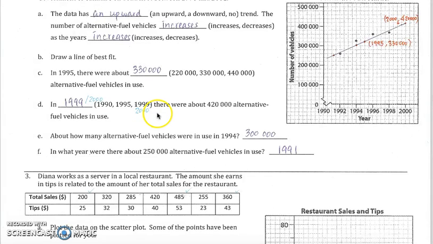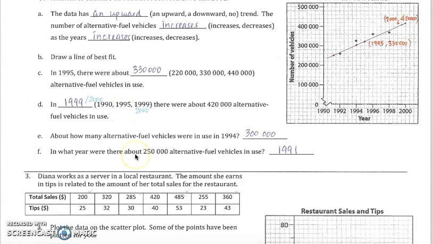And then in which year were there about 420,000 alternative fuel vehicles in use? Well, let's see. So 420, which will be all the way up here. And then we're going up by 2s, 20,000. So it will be this point here. So you make sure you pick the year that matches your line of best fit. Okay, so it's roughly year 1999 or 2000, depends on how you draw your line of best fit, but it will definitely not be 90s or 95.